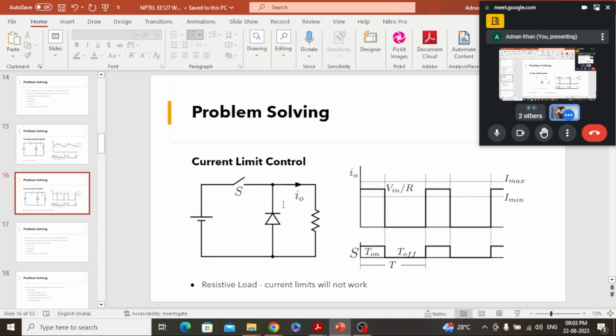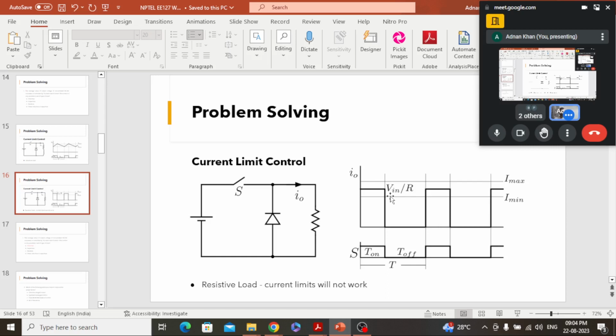When this switch is turned on, the whole input voltage will be across this resistor, and the magnitude of the current flowing through the resistor will be Vin divided by the value of this resistance. A constant current will flow through this resistor. Here we have defined the band, but the resistive current won't hit either the upper or the lower band. So this current limit control is not possible in case of a resistive load.